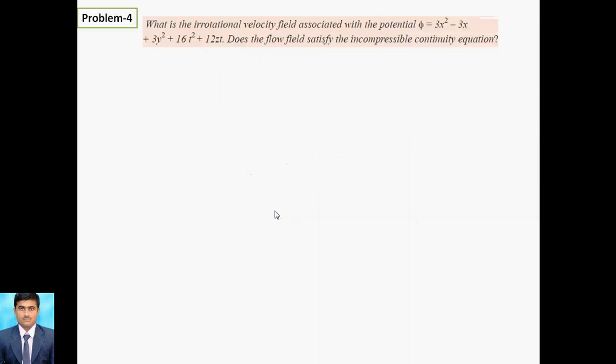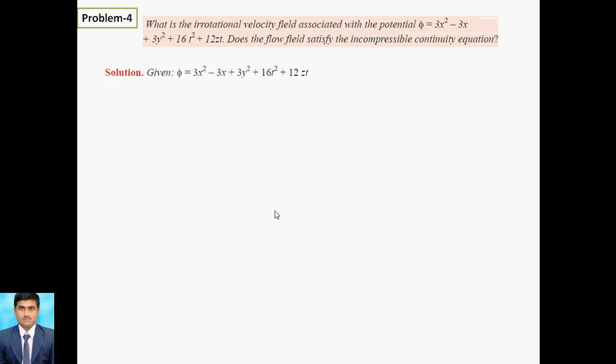Okay, now we move to the next problem, number 4. Here the irrotational velocity field is associated with the potential φ equal to 3x² minus 3x plus 3y² plus 16t² plus 12zt. Does the flow field satisfy the incompressible continuity equation?